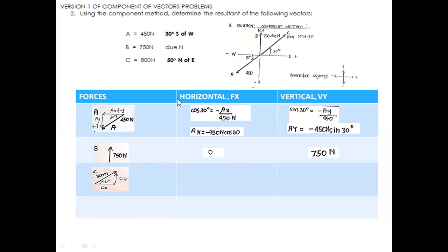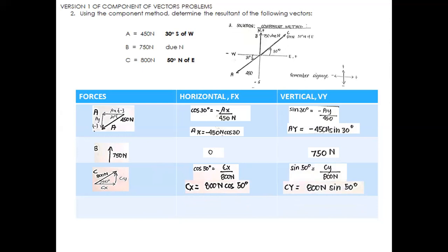Now for its horizontal force, it is adjacent. So cosine 50 degrees is equal to Cx all over its hypotenuse, 800 newtons. If we bring out Cx, this becomes 800 newtons cosine 50 degrees. On the other hand, its vertical component: sine 50 degrees is equal to Cy all over 800 newtons. If we bring out Cy, this becomes 800 newtons sine 50 degrees.